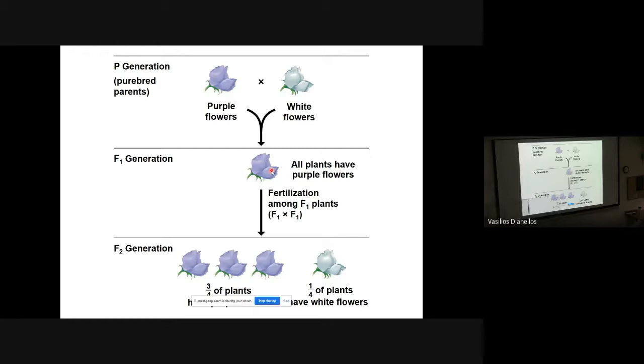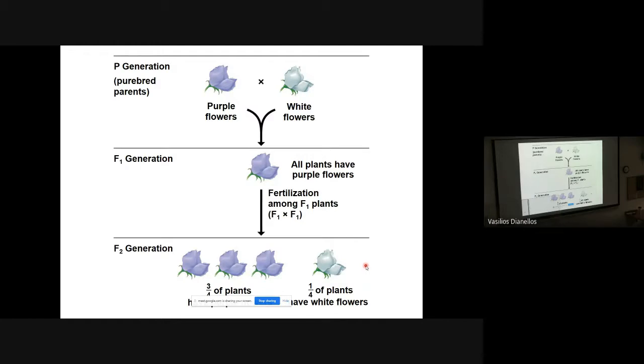Yeah, and again, like we said earlier, every time he did this, 100% were always purple. Never, ever could get a white. He kept trying, never got a white flower until he crossed that F1 generation with itself. And then he ended up right there with generally 75% purple and 25% white.